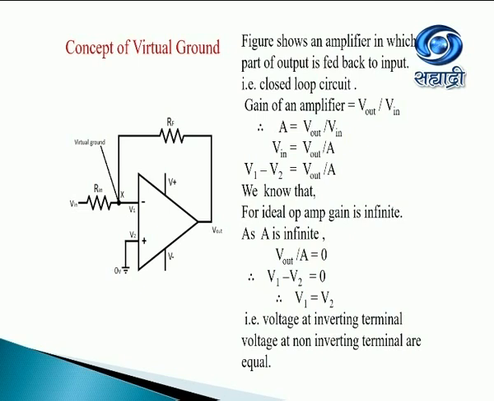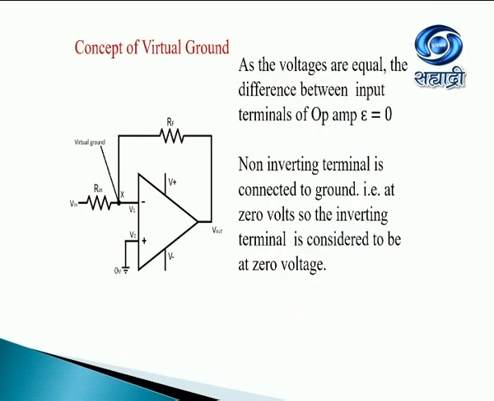We know that for ideal op-amp, gain is infinite. As A is infinite, V out upon A is 0. That is, V1 minus V2 is equal to 0. That gives V1 is equal to V2. That is, voltage at inverting terminal and voltage at non-inverting terminal are equal. As the voltages are equal, the difference between input terminals of op-amp, epsilon, is 0.